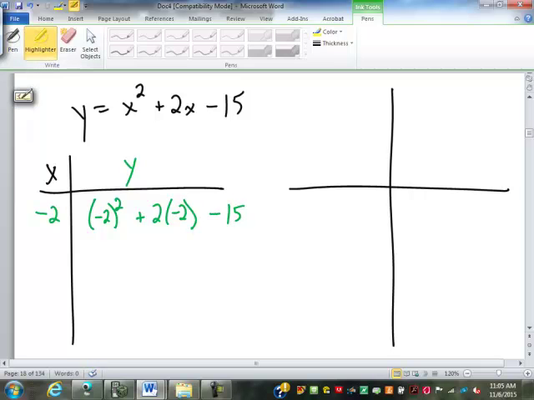Now I'm going to pause right here. Anybody have any questions as to where this came from? All I'm doing is taking this equation here, y equals that, and putting in this value that I chose for x, where the x is. So -2 squared, 2 times -2, and then minus the 15. So a couple things to do here. What's -2 squared?